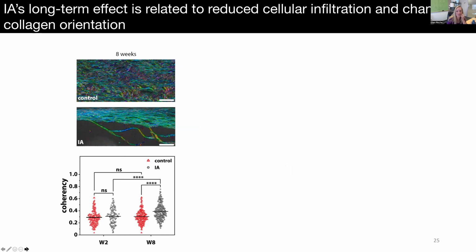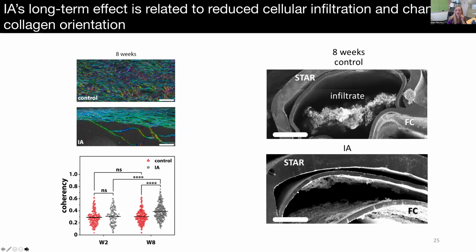The long-term effect is a little bit different. So we think that the long-term effect is more related to the collagen orientation. So you can see in the control and the intermittent actuation group, the collagen deposition looks a little different. And we quantified this at week 2. And especially at week 8, you see a difference in the coherency and the orientation of collagen. Also in the actuation group, you see clearing of any infiltration into the macro encapsulation device.